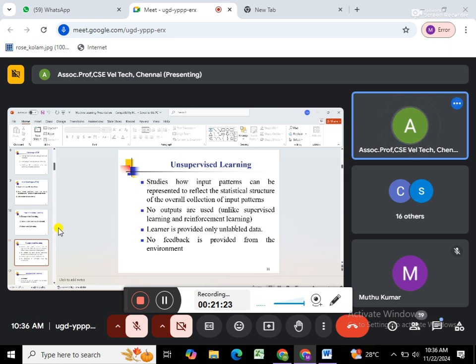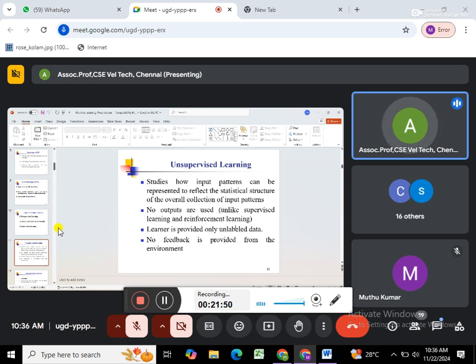Without having the prior knowledge of the particular pattern or input, we are going for taking it into account. No outputs are used here, right? Having that input pattern, we are going to reflect some statistical structures of that input pattern. Having collected the statistical structures, we are going to understand only. Without having the prior knowledge of the input data, we are going for working. That type of learning is what is called unsupervised learning.